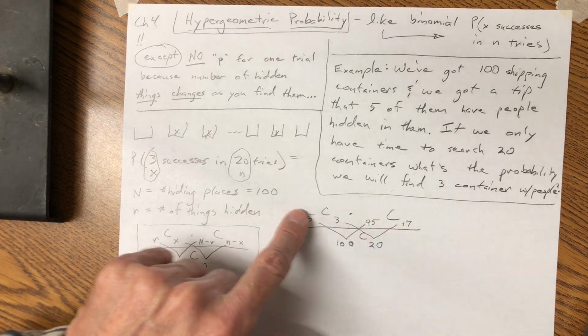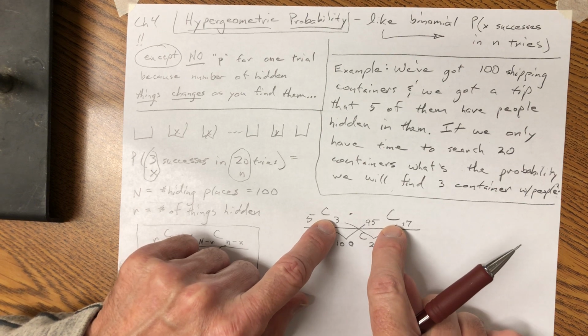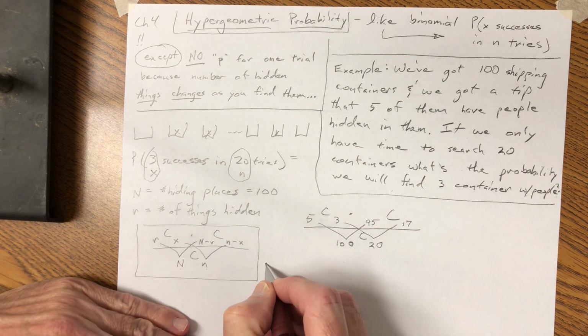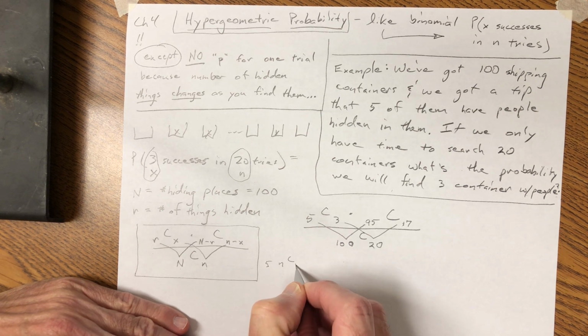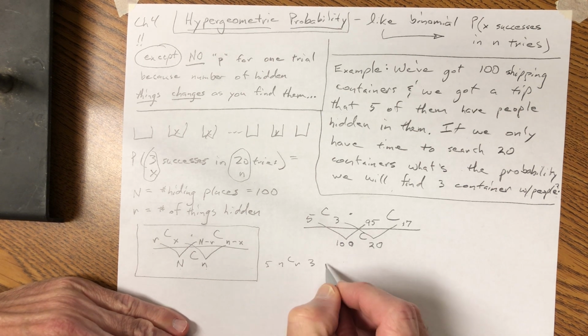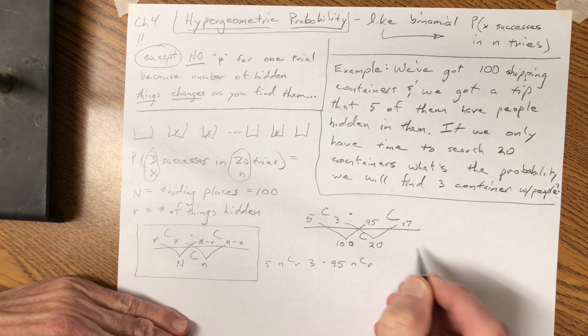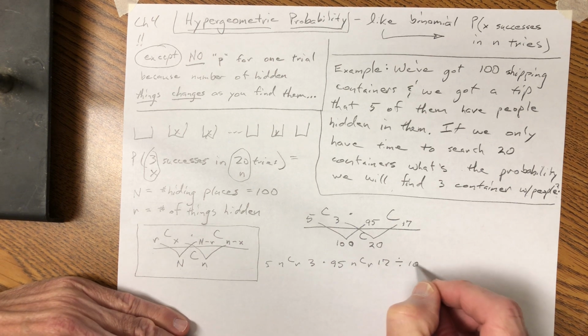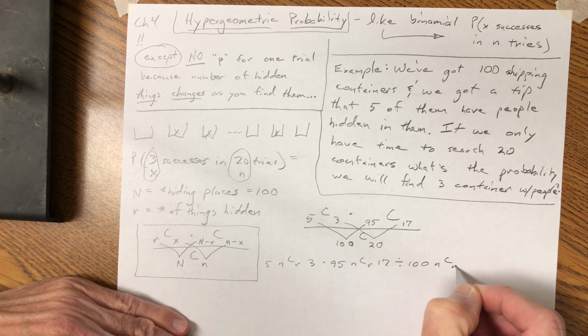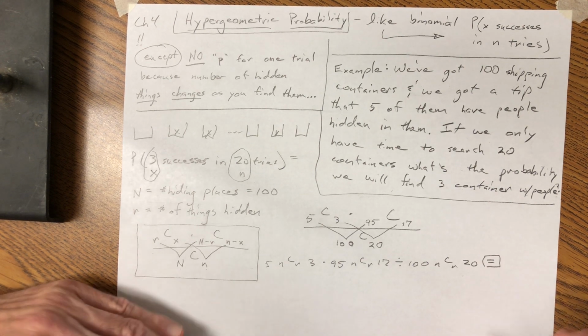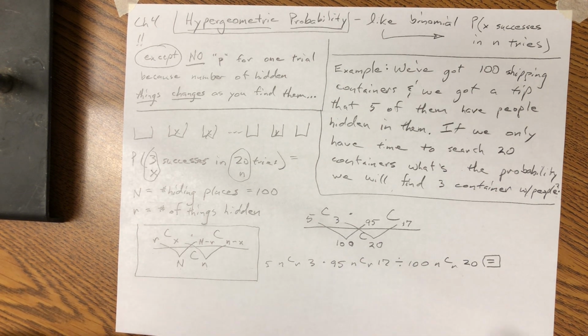So you do this on your calculator. You use the nCr button on your calculator. So I'm going to type in 5 nCr 3 times 95 nCr 17 divided by 100 nCr 20, and then equals. Okay? So that's what you're going to type into your calculator.